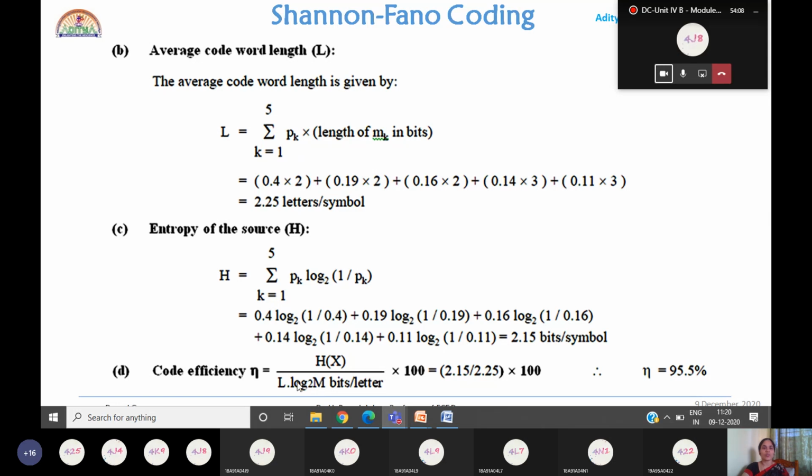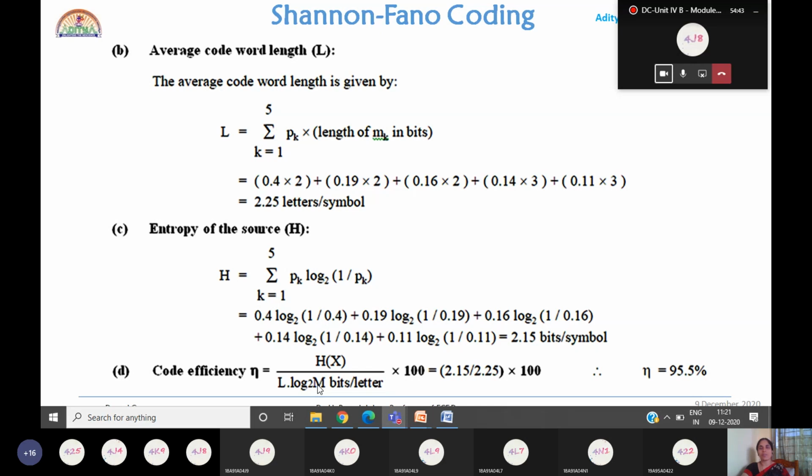Here log m base 2 represents the maximum entropy, the maximum entropy under the equiprobable condition. That's the rare condition. Here m is given as 2, so log 2 base 2 is 1, so there is no need of considering this. But in some textbooks the efficiency expression will be directly given as H of x by L. But it's not so. It is H of x divided by L into log m base 2, because the m value is 2.